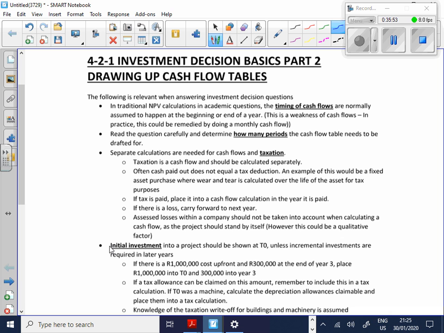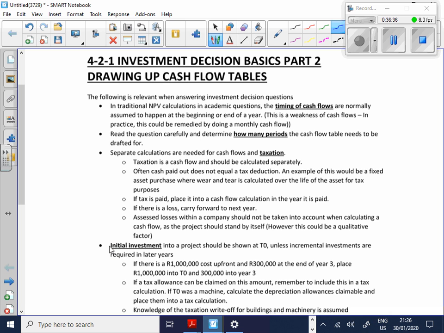Is that all right? Guys, if tax is paid, place it into the cash flow calc in the year that it's paid. It says, if there's a loss, carry forward to next year. Guys, essentially, if you've got losses for tax purposes, the project has got to stand on its own 2 feet. If I've got a loss, I'm not getting cash back, not for this project. I'm only going to get it back next year when I make a profit. So if you see a loss, you don't work out a positive tax cash flow. Does everybody understand? You carry it forward to next year. Does that make sense, guys? It's got to stand on its own 2 feet. I'm not getting money back this year. I'll pay less tax next year because I've got a loss carried forward.